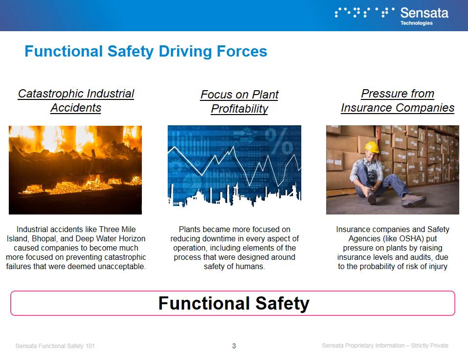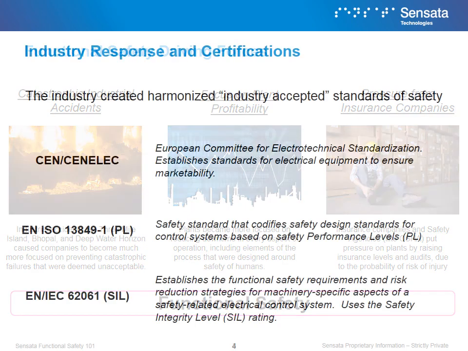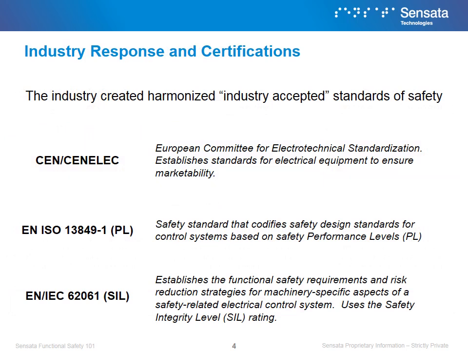Lastly, pressure from insurance companies and increased enforcement by regulatory agencies was the third major driving force. Insurance companies drove premiums up due to risk levels, which plants counteracted by making it safer for their workers. The culmination of the three major forces mentioned previously led to the industry creating harmonized, industry-accepted standards of safety.